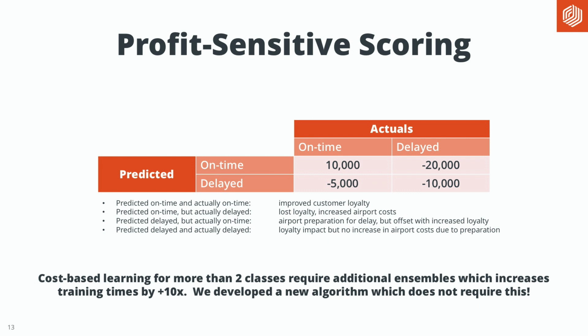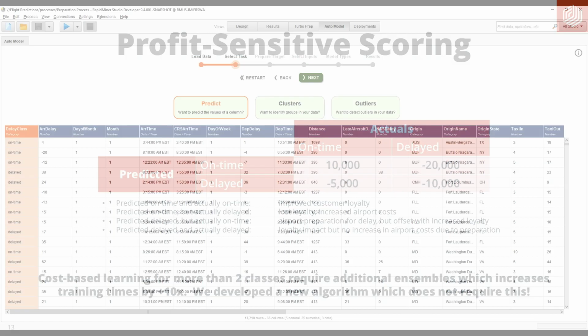It's just an example. Okay, predicted delayed, but being on time. Well, in that case, I can actually do some airport preparation for a delay, which costs extra, but I offset this with increased loyalty, so that's good. And then if I predict delayed and it is actually delayed, well, at least I don't have an increase in airport costs, but I still will have a loyalty loss. So this is just an example here, and I will show to you in the product how to use those numbers. Okay, so we're back into Auto Model.